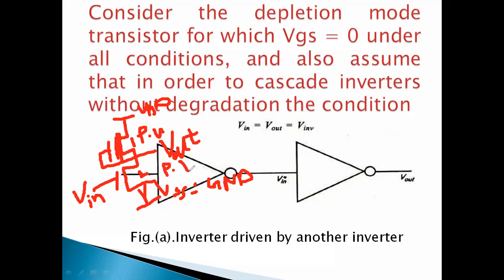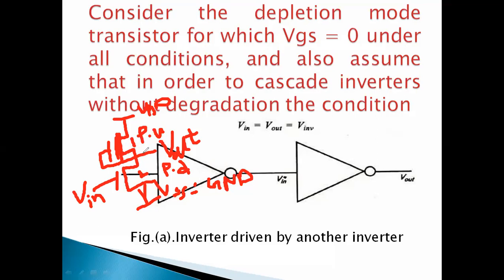I have already explained these things, when I discussed the different configurations of the NMOS inverter: the first using a resistor, the second using both enhancement mode transistors, the third using one enhancement mode and one depletion mode transistor, and the fourth being the CMOS inverter. In that case I have explained this.